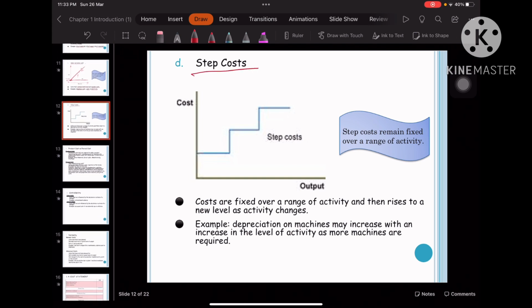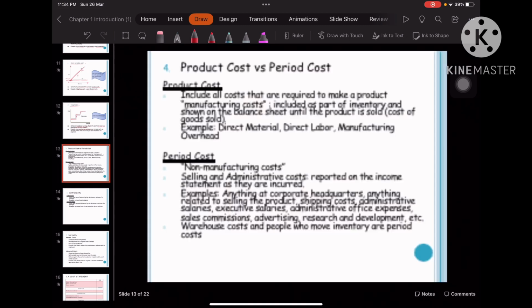Alright, so this is the step cost. This step cost is going to be fixed over a range of activity. So it means that it's going to be fixed at a certain phase here, and then it will increase, and then it's going to remain fixed again. Then it rises to a new level as the activity changes. So after it is fixed at a certain level, it will increase, fix again, and then increase, and fix again at a certain level. For example, depreciation of machinery. If the level of activity increases, the cost will increase.